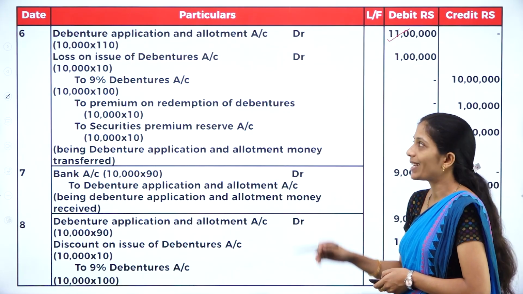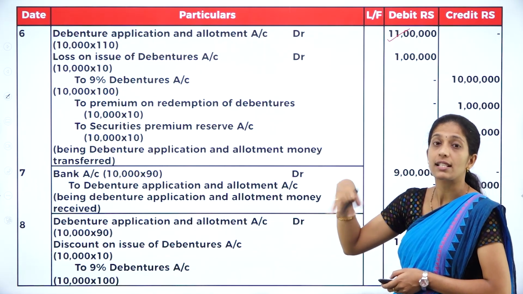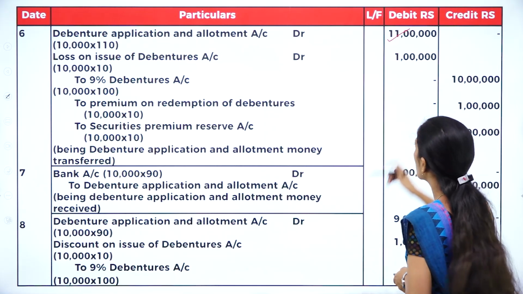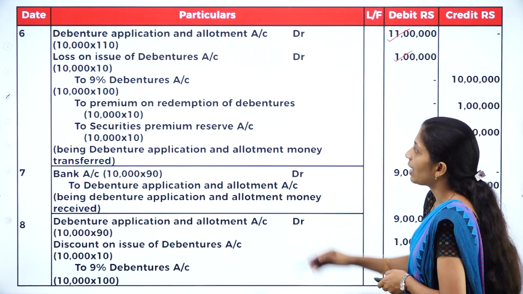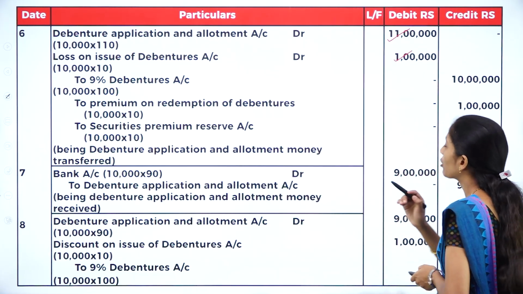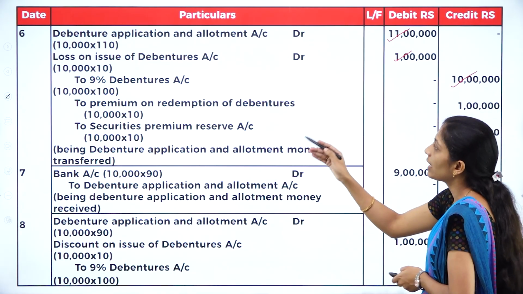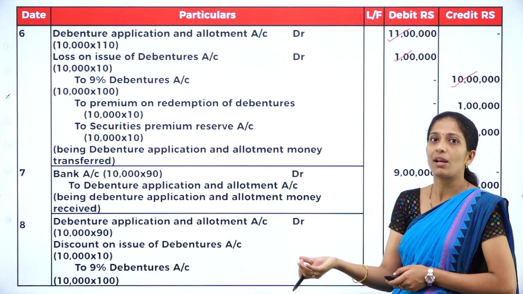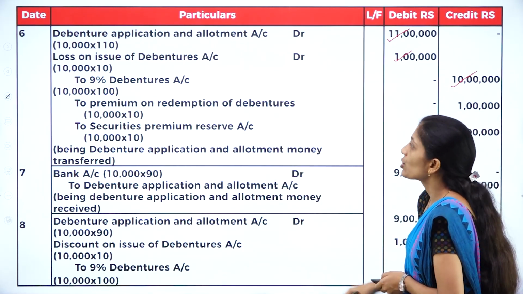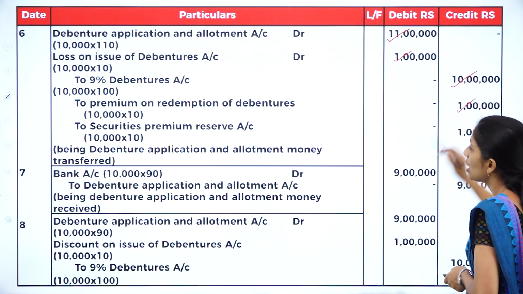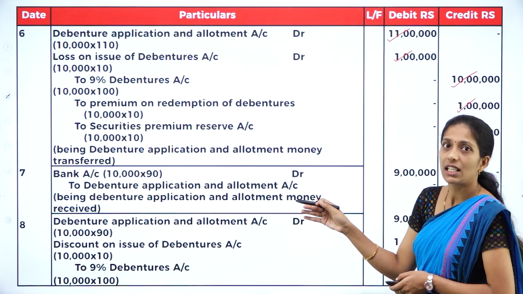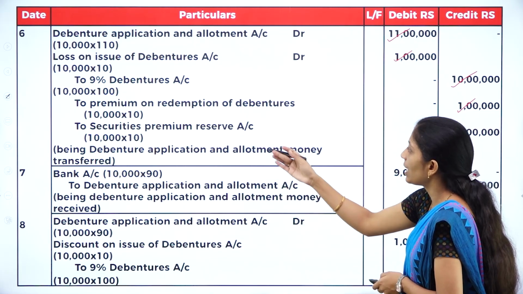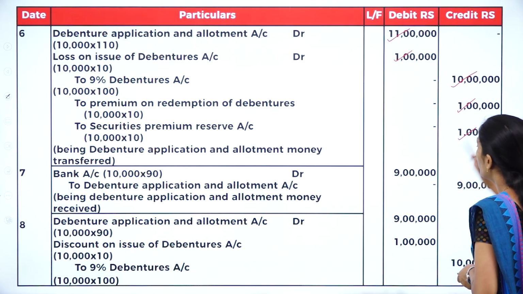Loss on issue of debentures. We have a loss also because it is redeemed at a premium, 10 rupees premium. So 10,000 into 10, that is 1 lakh. To 9% debentures, actual amount, that is 10 lakh. To premium on redemption, because we have issued at premium as well as redeemed at premium. So premium on redemption of debentures, 1 lakh. To securities premium, because while issuing also we have issued at premium. So that will be transferred to securities premium, 1 lakh.